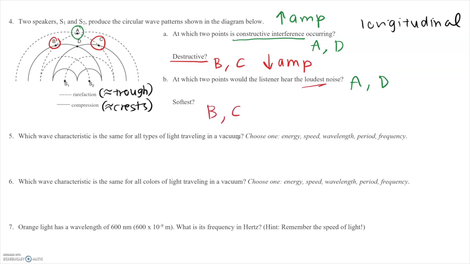Now, how about the loudest noise between A and D? Well, remember that sound dissipates as you get farther and farther from it. So between A and D, forgot to circle D with the green before, but between A and D, which of the two is closer to the speakers? Well, D is closer to the speakers, and so D would be the loudest between those two loud points.